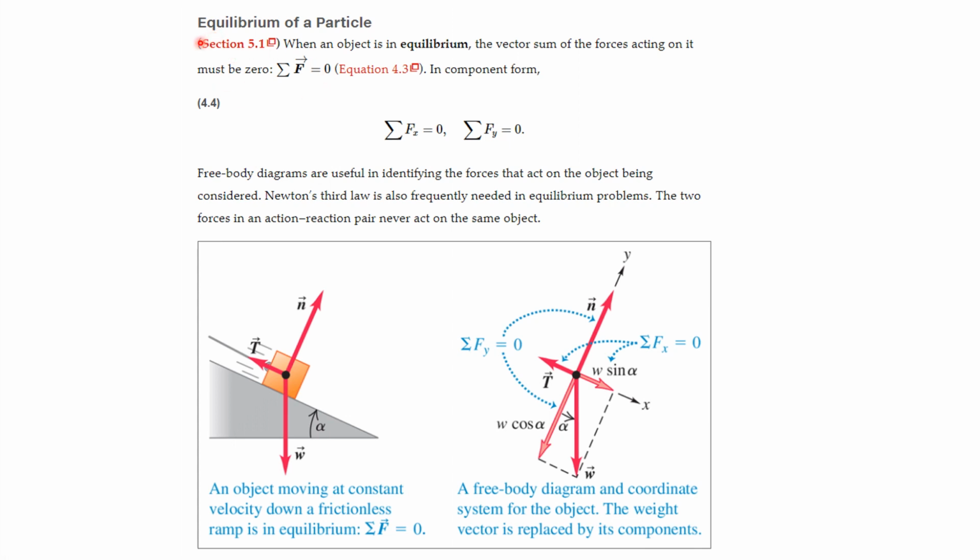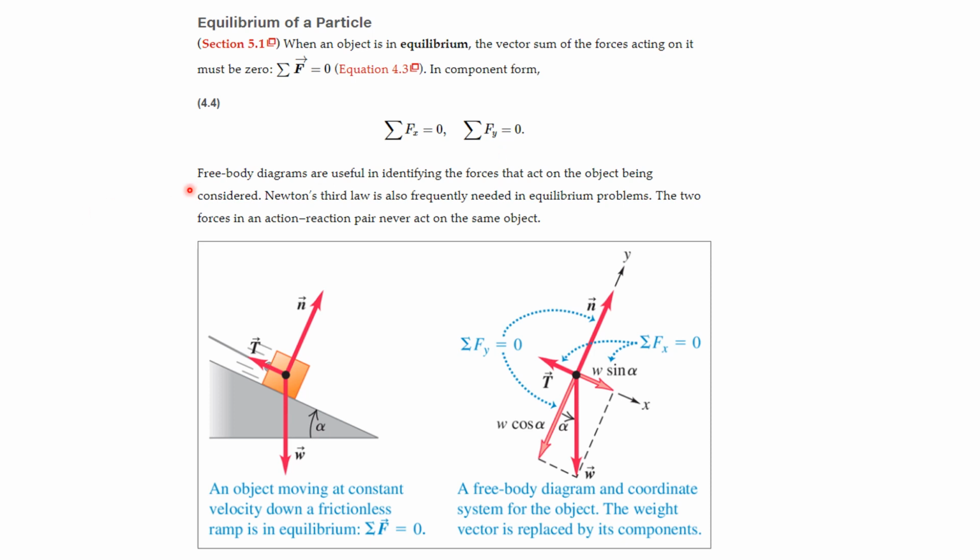Let's begin by talking about what it means for a particle to be at equilibrium. When an object is at equilibrium, the vector sum of the forces acting on it must be zero. So that's the summation of all the forces is zero. And in component form, that means that the summation of all the forces in the x direction must be zero, and the summation of all the forces in the y direction must be zero.